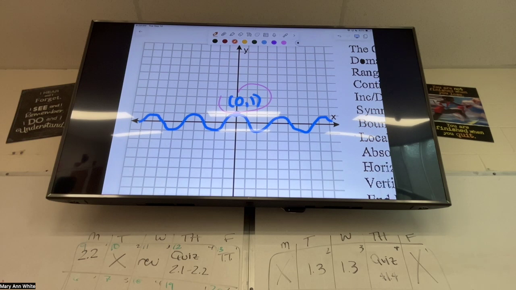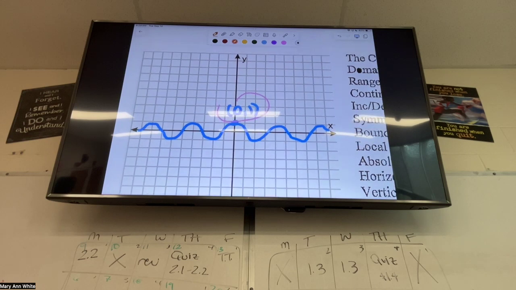Okay, so we'll do cosine. So I'm going to take cosine. Here's my cosine graph. I'm just going to kind of sketch it. Don't sketch yours, just kind of look at mine. That's about what my cosine graph looks like. It's not perfect, okay?